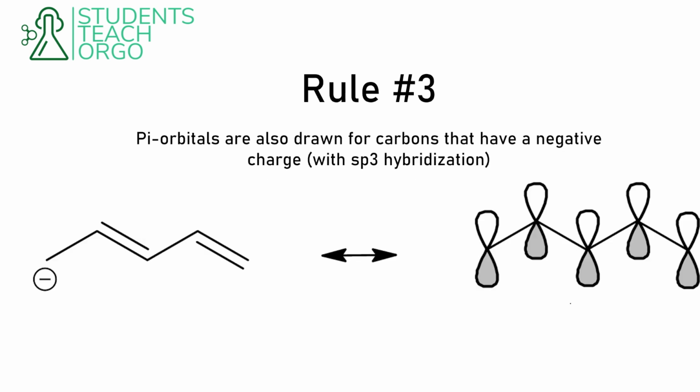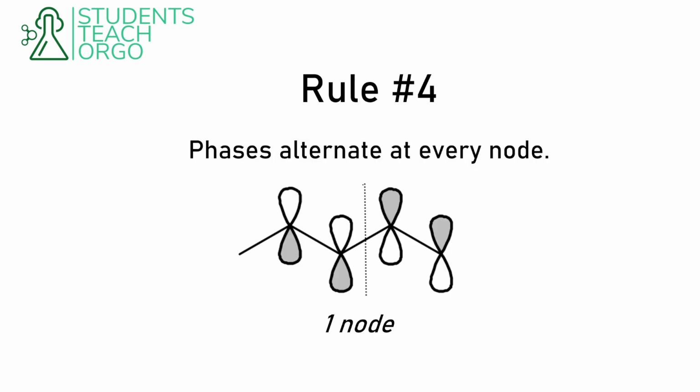For the third rule, we know that pi orbitals are also drawn for carbons that have a negative charge. So even though this does not have a double bond attached to it, we still include this carbon as part of our entire p orbital diagram. Hopefully that makes sense.